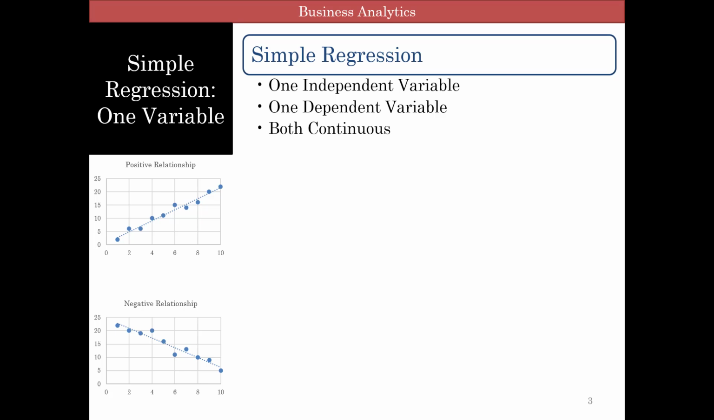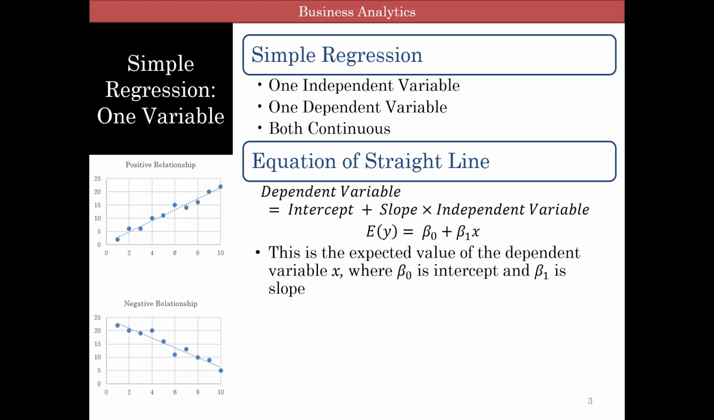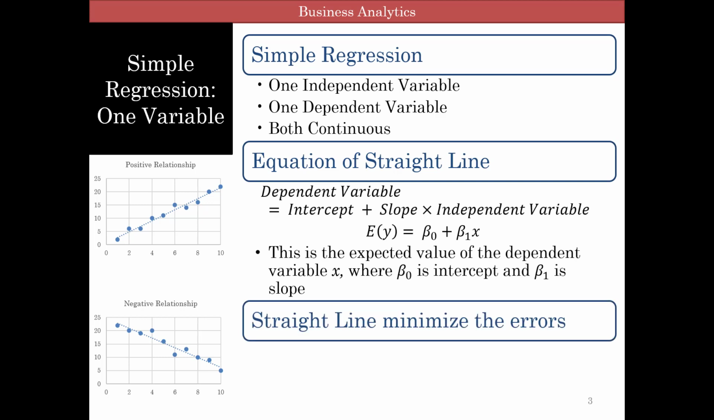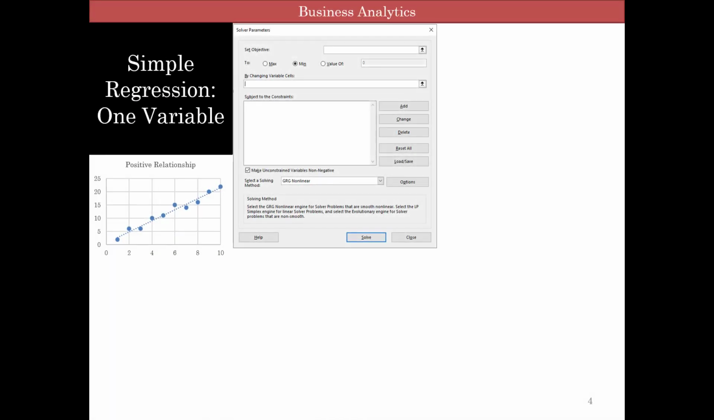So we talked about simple regression being one independent variable, one dependent variable, both being continuous. We generate the equation of a straight line. And we actually use the least square method to minimize the errors. So let's talk about what this least square method is.